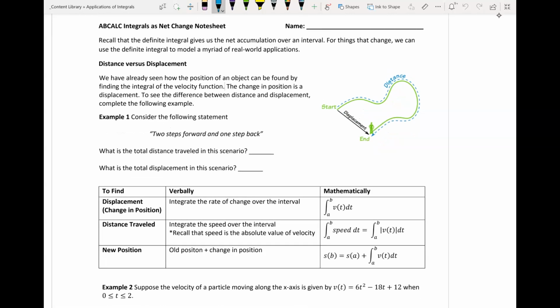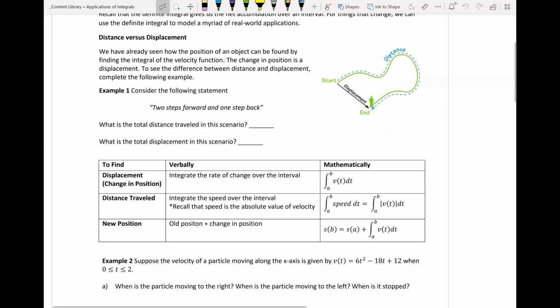So we have already seen how position of an object can be found by finding the integral of the velocity function. The change in position is a displacement. To see the difference between distance and displacement, we're going to do example 1. 2 steps forward and 1 step back. So it could look something like this.